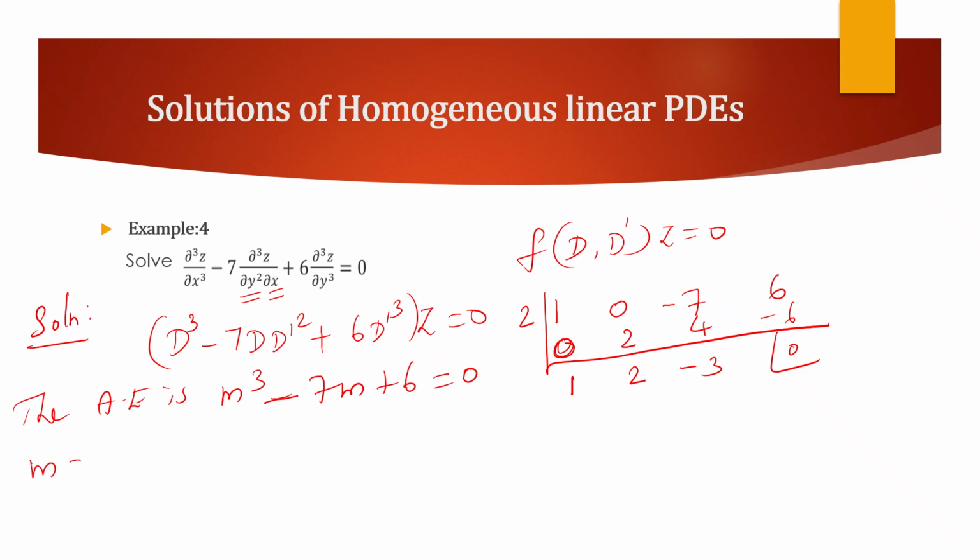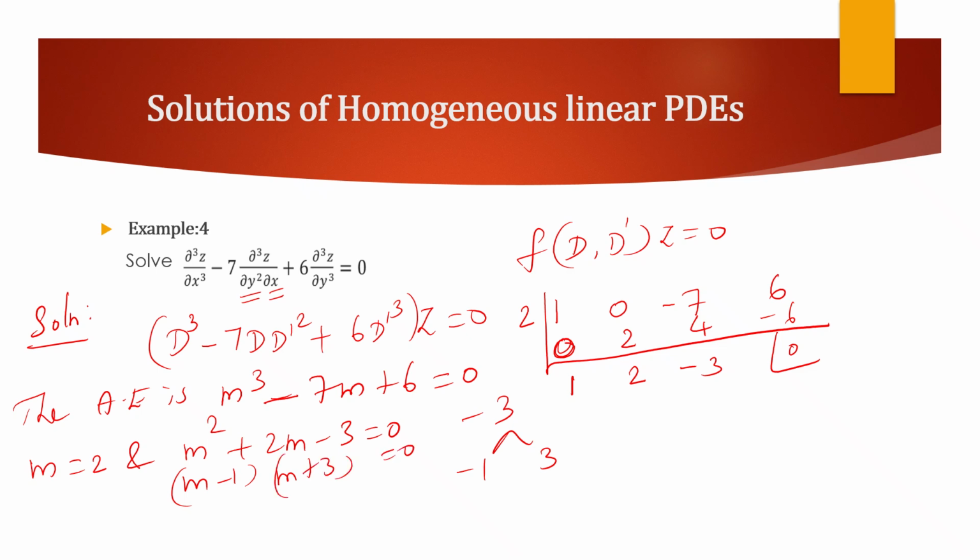So one of the roots is m is equal to 2 and writing this as a quadratic equation we get m² plus 2m minus 3 is equal to 0 and solving this the product must be minus 3 and the sum must be 2. So it is minus 1 plus 3. Minus 1 into 3 gives minus 3 and the sum gives 2. So it is (m minus 1)(m plus 3) is equal to 0. So from this we get m is equal to 1, from this we get m is equal to minus 3 and already we have got m is equal to 2. So these are the three roots we get from the given equation and all the three roots are distinct here.